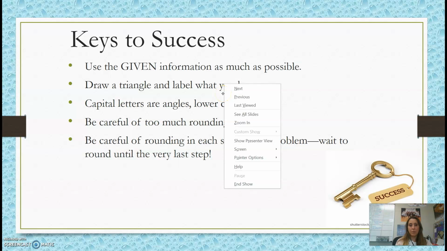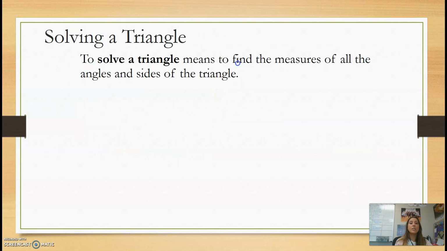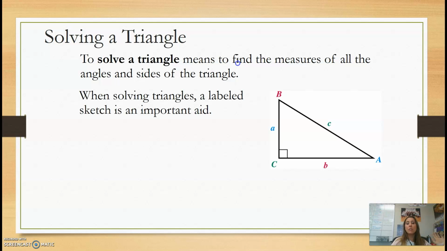Let's see. There we go. So to solve a triangle means to find the measures of all of the angles and all of the sides. So when we're setting up our triangle, again, this is something that I just talked about, I would go ahead and get this example of a triangle set up correctly.